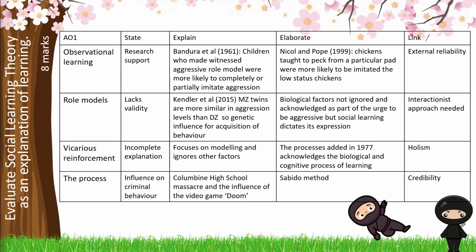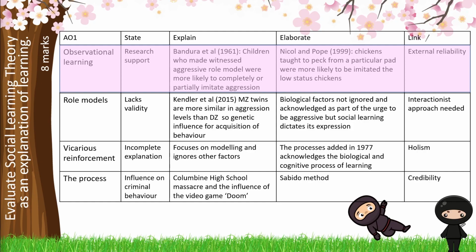So if we're thinking about this 8 marker, we've got the command word evaluate, which means we need to be balanced between our assessment objectives, our explanation and evaluation, but we also want to balance between our strengths and our weaknesses. So we'd start off by talking about observational learning, the process of learning through other people, and then we develop that through research support. Here we could use any of the Bandura studies, but we've gone for 1961. It's really important here that you're just talking about findings rather than that process.